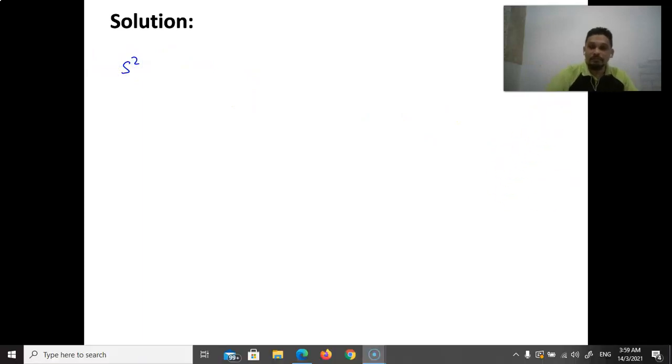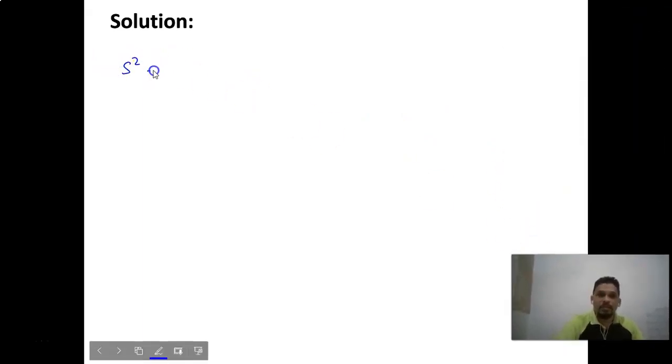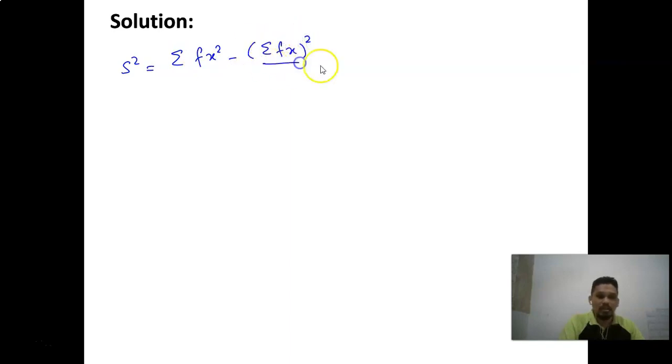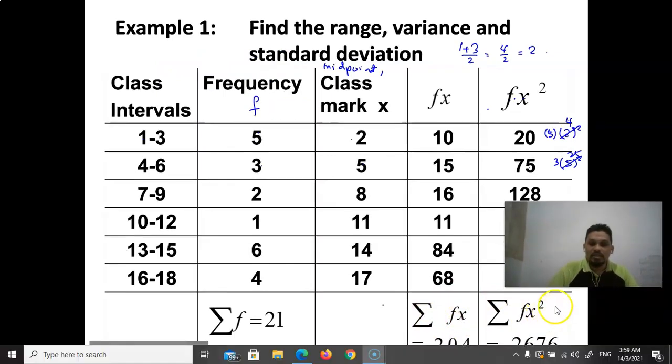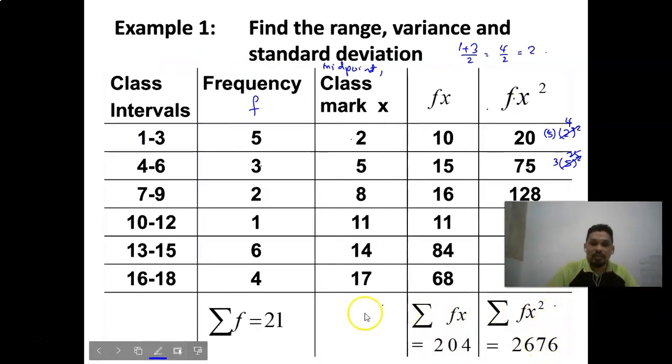Variance. Variance is equal to summation of fx squared minus summation of fx, all squared, divided by summation of f, all divided by summation of f minus 1. Please refer to all these values from the previous slide: summation of fx here, summation of fx squared here, and summation of f is 21.